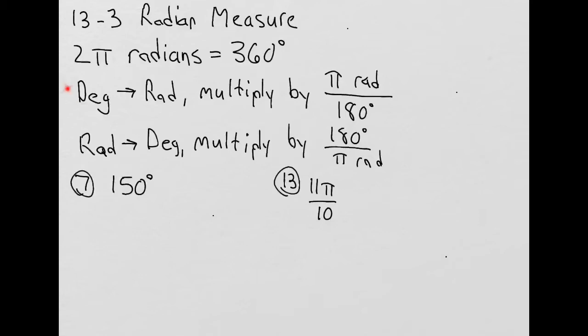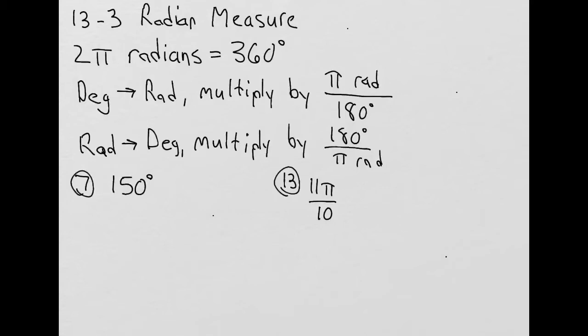If you want to go from degrees to radians, you take the degree measurement and you multiply it by pi radians over 180 degrees and simplify. If you want to go from radians to degrees, you just do it in reverse. You take your radian measurement and you multiply it by 180 degrees over pi radians. So fairly straightforward. We're going to give you a couple of examples from the homework.